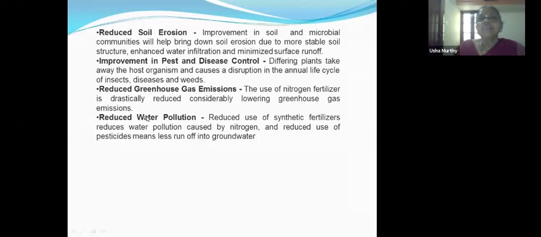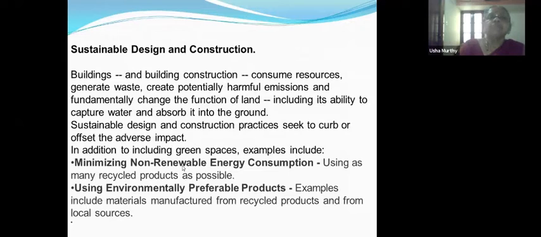Another important thing is that it reduces water pollution. Reduced use of synthetic fertilizers reduces water pollution caused by nitrogen, and reduced use of pesticides means less runoff into the ground. So these are all the achievements from crop rotation.